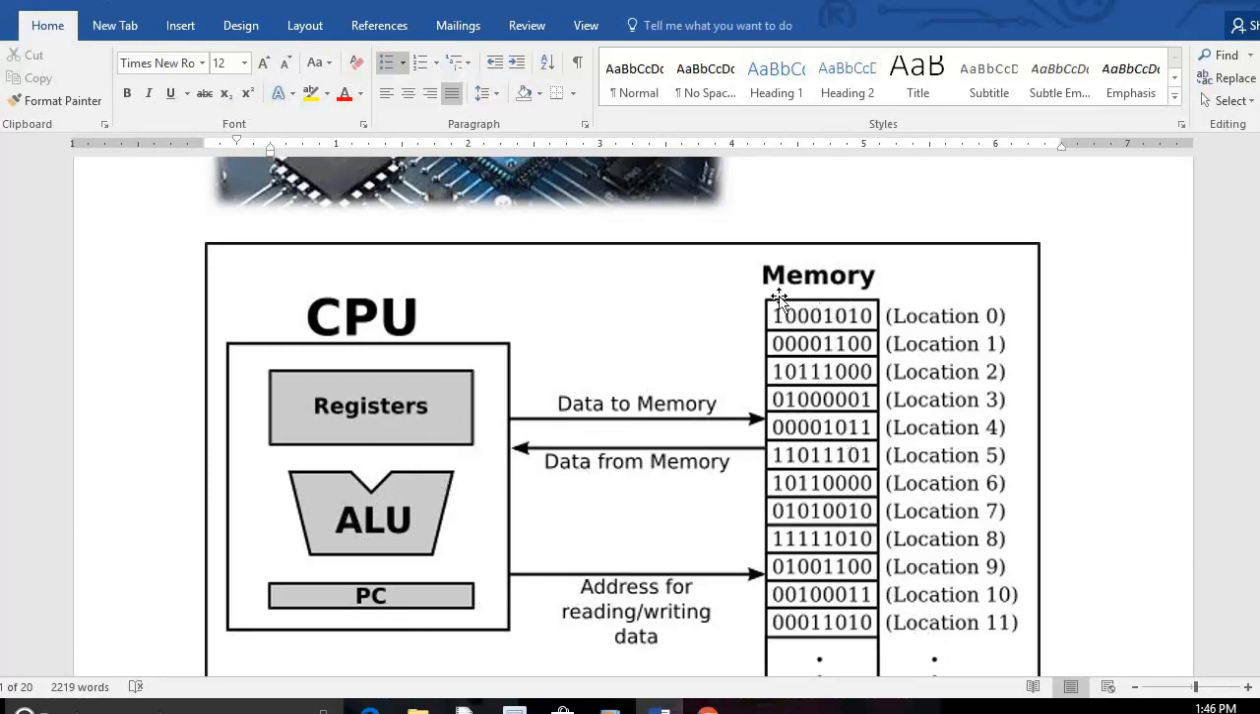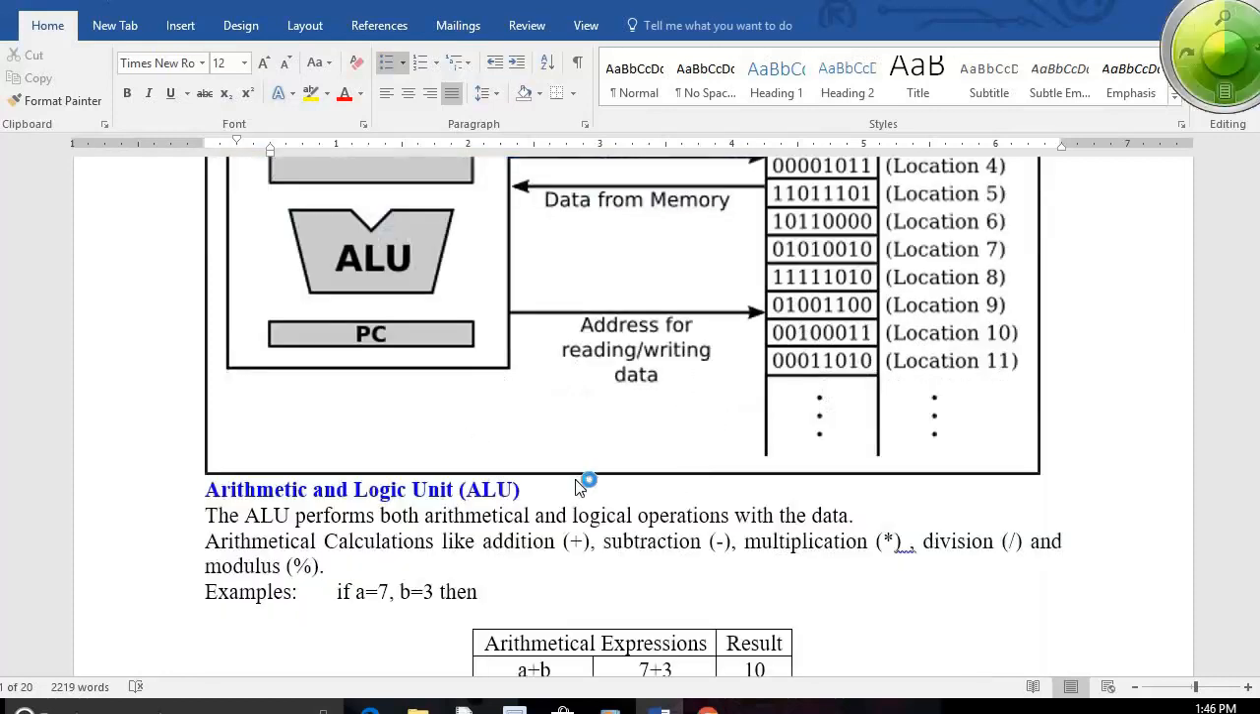This is the memory. Memory has small parts called memory cells. Each memory cell has an address. That address helps us to fetch the data and fetch the instruction. These addresses help us a lot. This is the diagram, no problem at all.